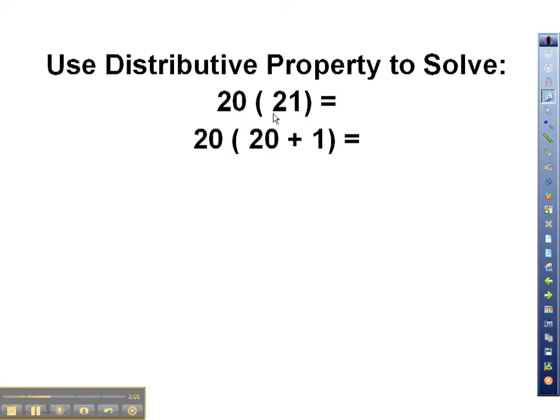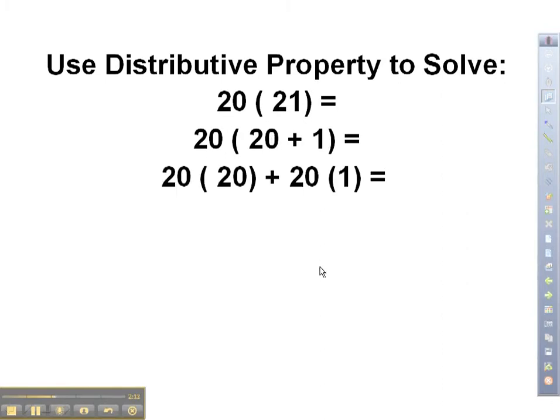If I take 20 times 21, well, 21 is the same as 20 plus 1. I sort of busted that up. Now I can use distributive property to solve this and make it a lot easier. I know 20 times 20 is 400, and I know that 20 times 1 is 20, and it makes putting those together a lot easier. I get 420. Some people actually multiply that way, believe it or not, and come up with the answer really fast.